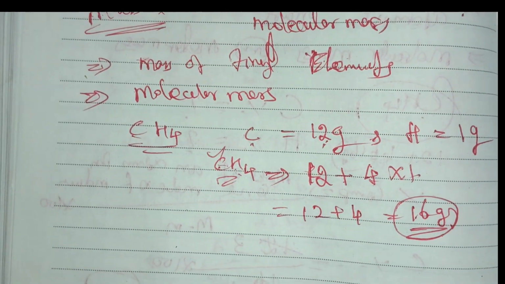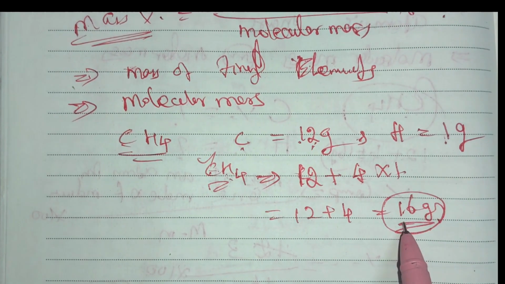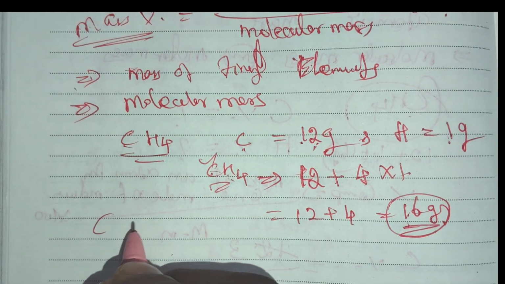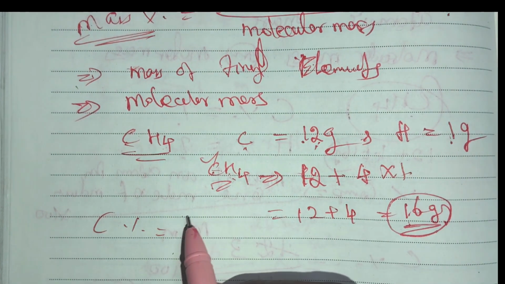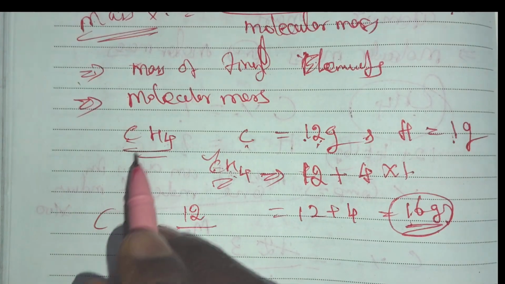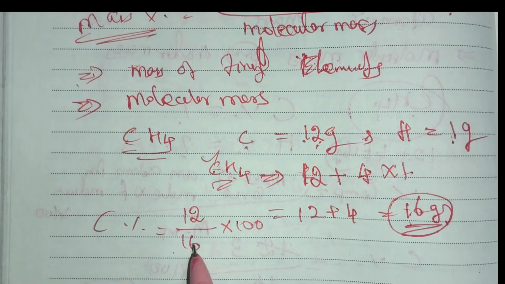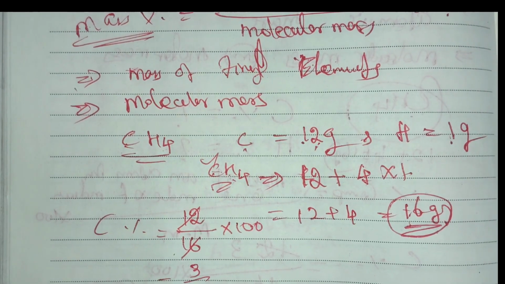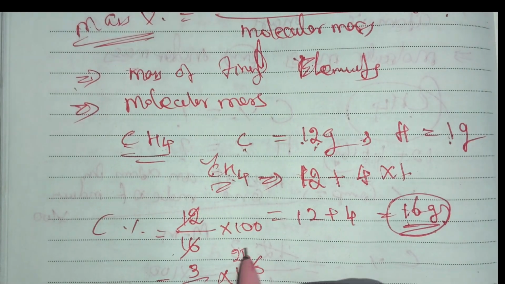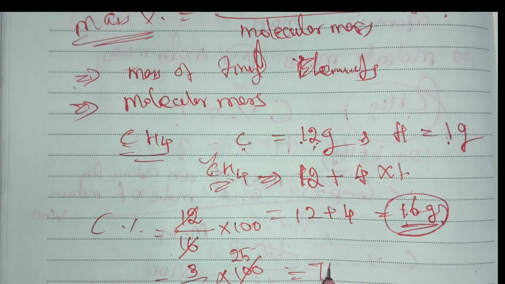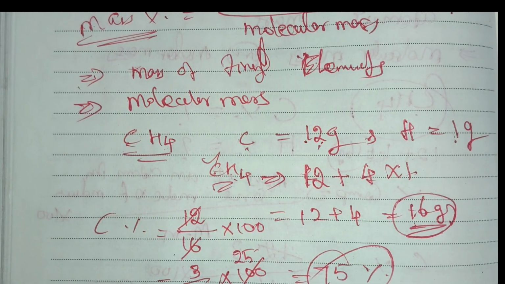Okay, we know that methane consists of the mass of carbon and the mass of hydrogen, and the whole is the molecular mass of methane. So the percentage of carbon is equal to: 1 mole of methane contains only 1 carbon, so 12 divided by the molecular mass of methane, that is 16 gram, into 100, because it is a percentage. We can simplify this: 3 by 4 into 100. 4 times 25 is 100, so 3 into 25 is 75 percent. So in general, methane contains 75 percent carbon.